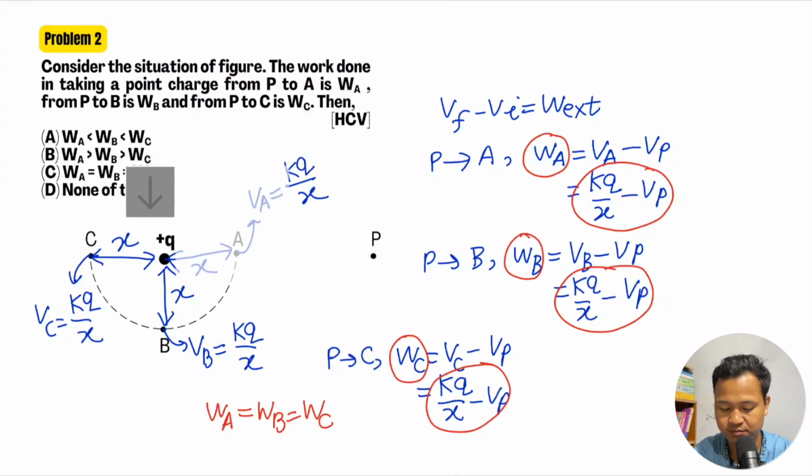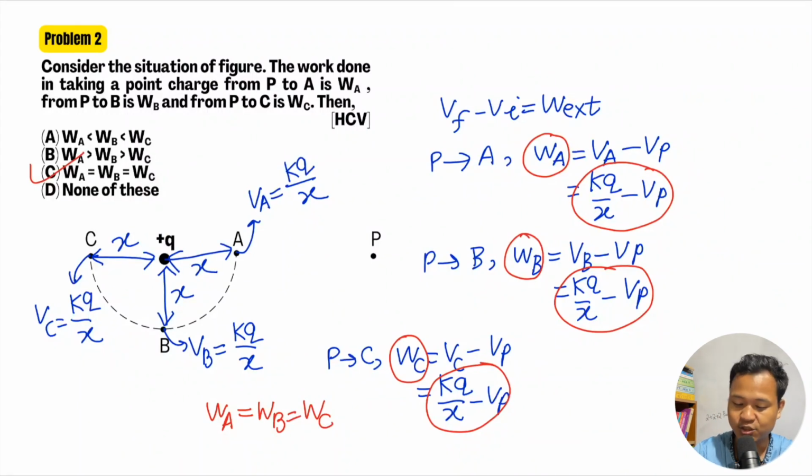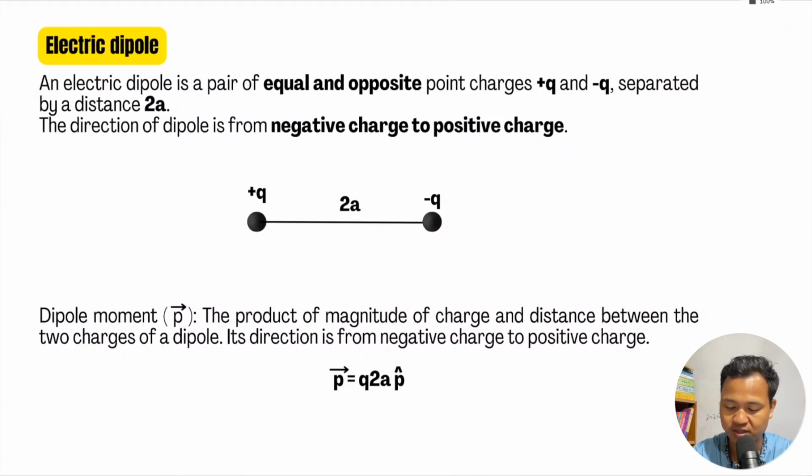The answer is option C. So for basic equipotential surface questions, I think that much knowledge is required. Now we move to the dipole: electric field due to a dipole, electric potential due to a dipole, then torque and potential energy of a dipole.